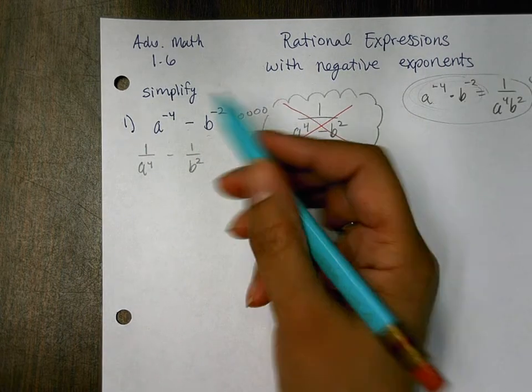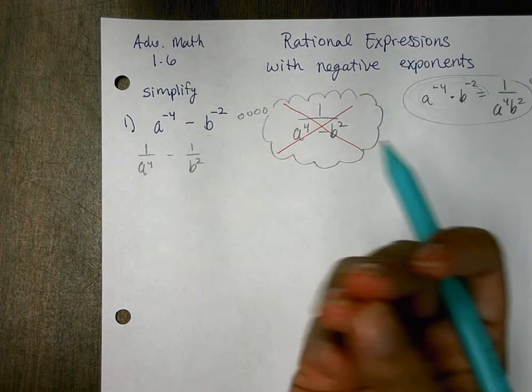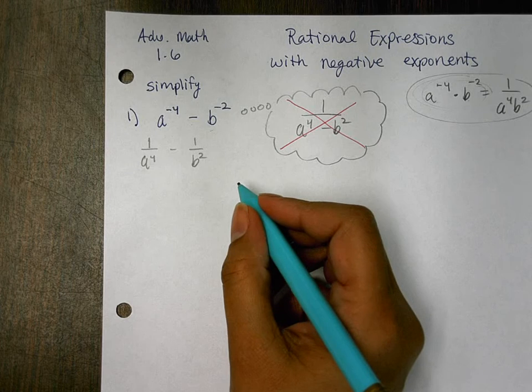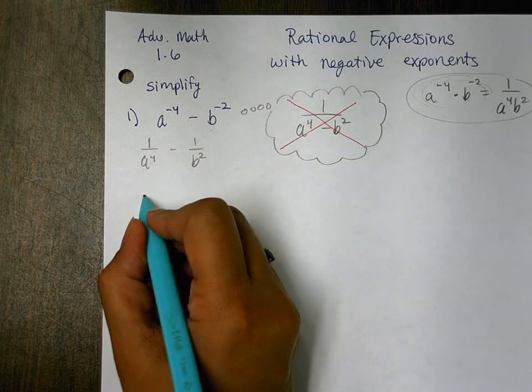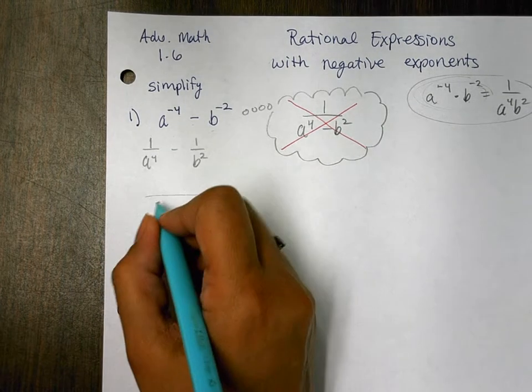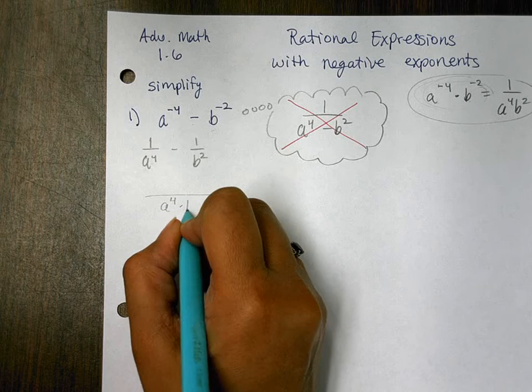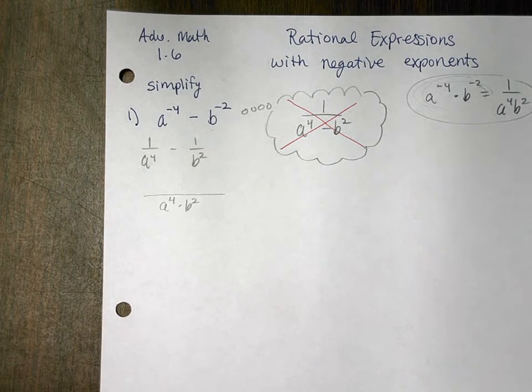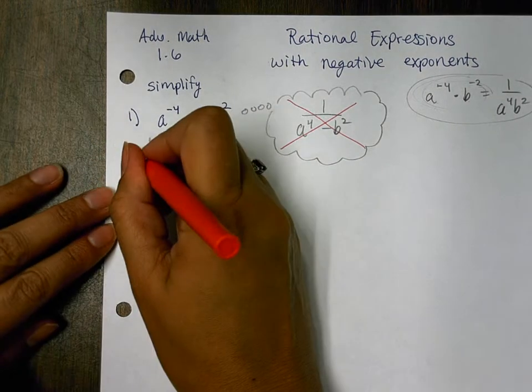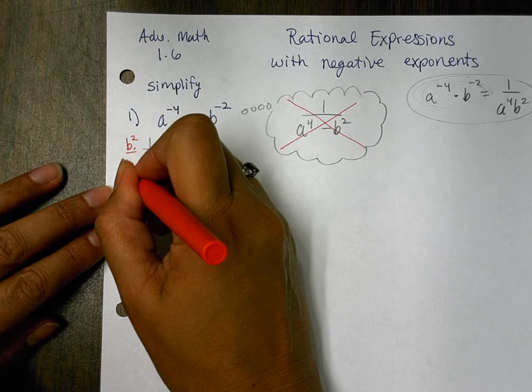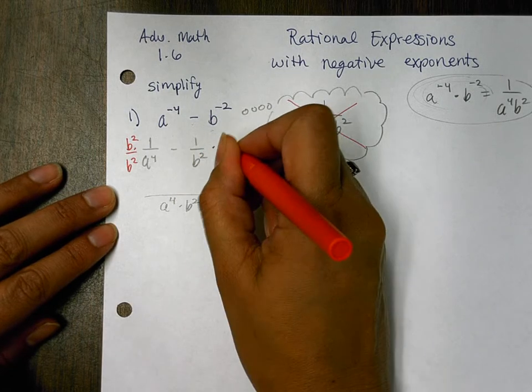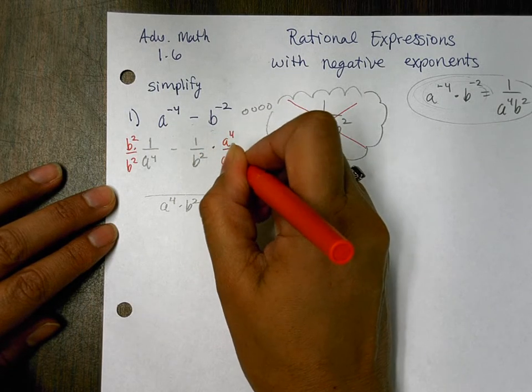All right, it's asking us to simplify, so we're going to add fractions. And remember, in order to add fractions, we need to have a common denominator. My common denominator here is a to the fourth b squared, because I don't have anything in common. My first one's missing a b squared, and my second one's missing an a to the fourth.